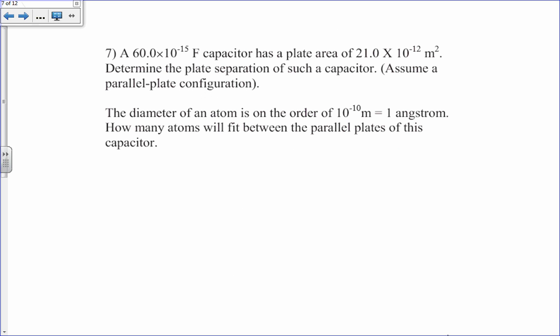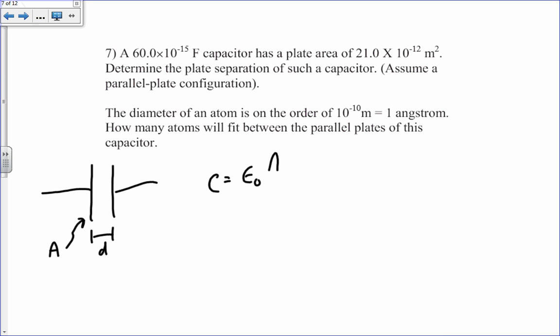All right, a 60 times 10 to the minus 15 farad capacitor has this plate area. Determine the plate separation. And we're assuming a parallel plate configuration like this, which are most capacitors. This is the distance d. These plates have an area A, and then C is equal to epsilon naught, that's permittivity of free space, times A over d. Epsilon naught is equal to 8.85 times 10 to the minus 12. It's in farads per meter.